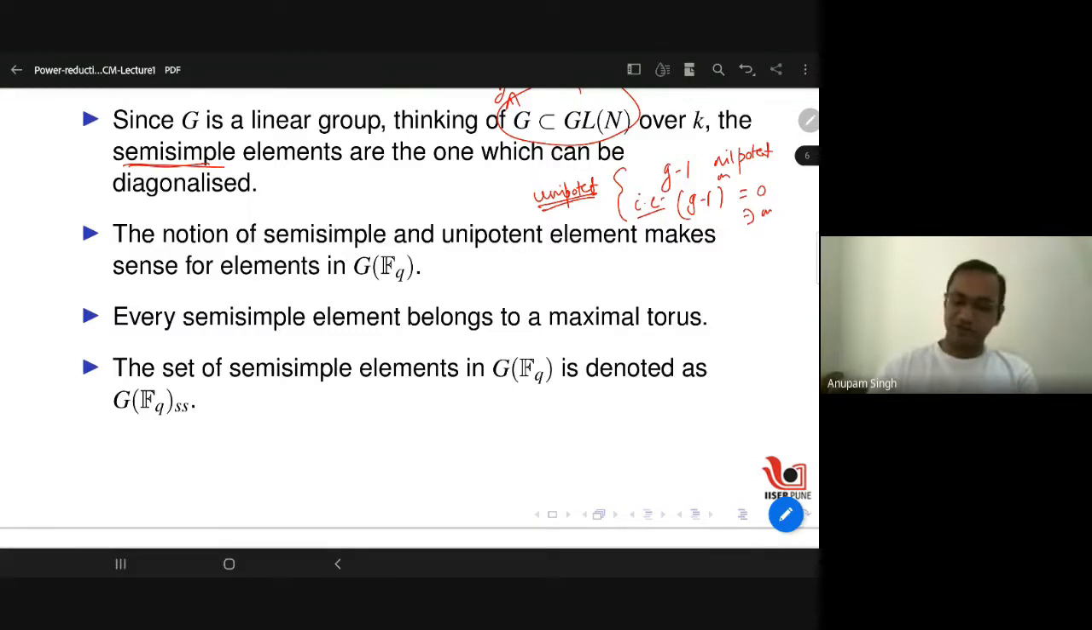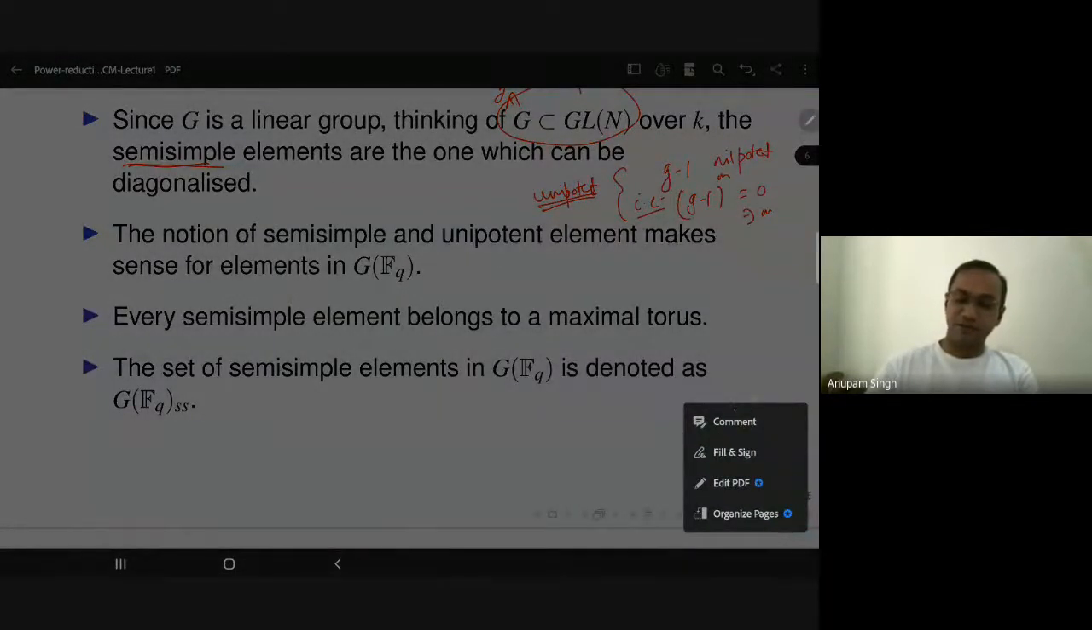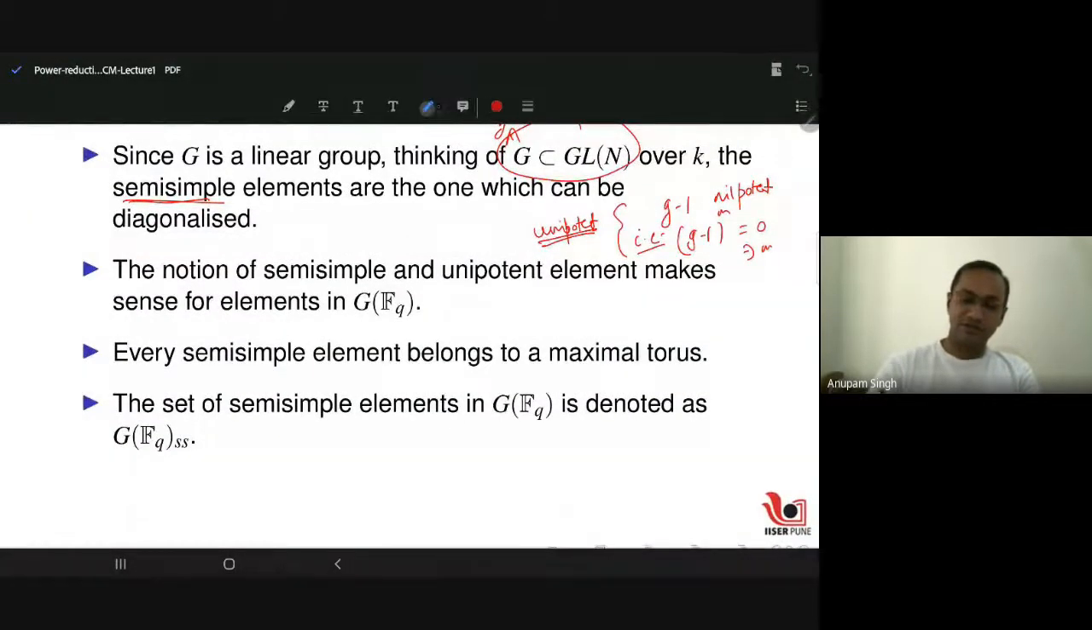And in our situation, the way I said, you can always think of this phenomenon happening over an algebraically closed field, right? So an element is semi-simple if, thinking of it over K, the algebraically closed field, it is diagonalizable, right? So that's the more general definition of semi-simple and unipotent over a base field. So these things make sense over the field F_q, for example, here.